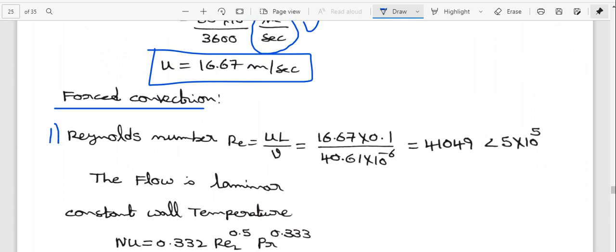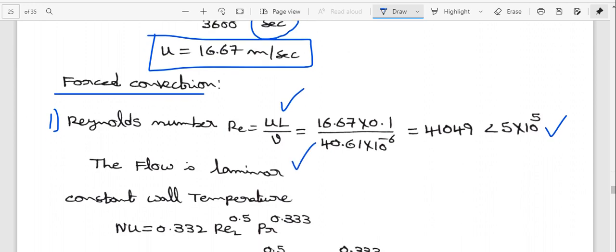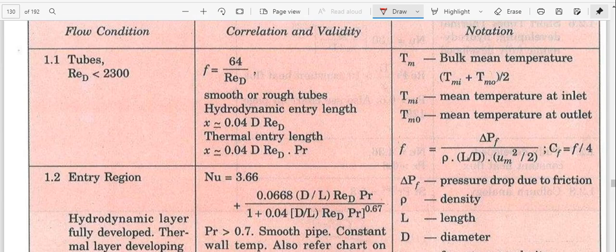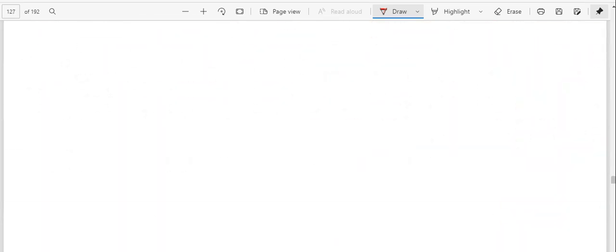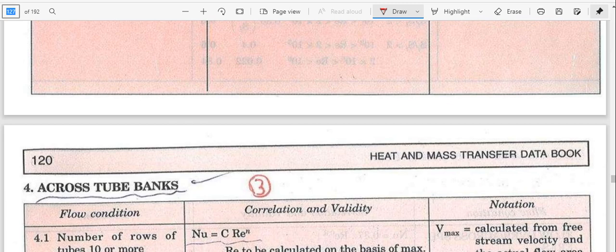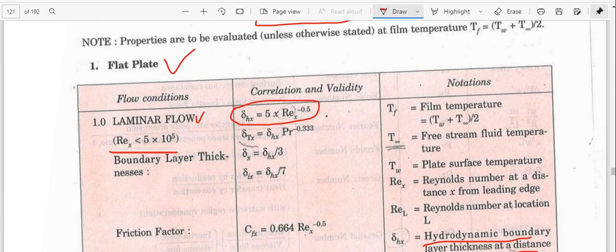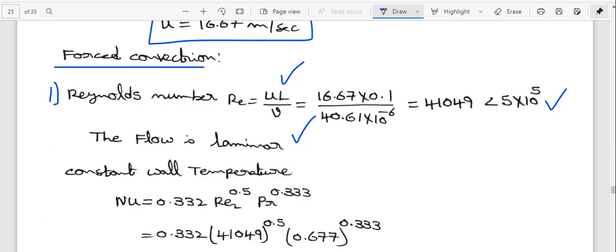So here, what is the first step for forced convection? Reynolds number. For both free convection and forced convection, we need to take L value as the common factor. So here UL by V is less than 10 power 5. This flow is also laminar. That's why I am considering forced convection. So here laminar flow. This is also laminar flow.